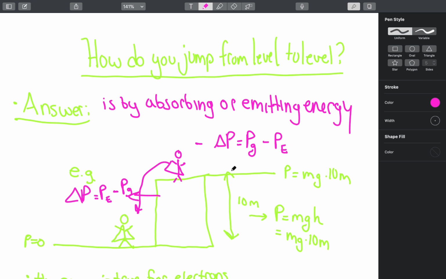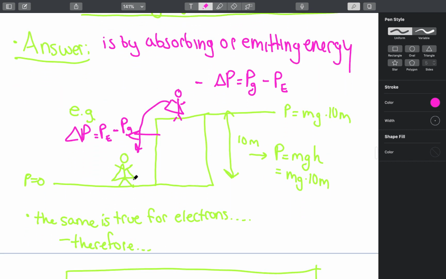So therefore, in order to jump from the lower level to the higher level, he has to absorb a certain amount of energy. And in order to jump from the higher level to the lower level, he has to emit a certain amount of energy. And that is the basic idea that you need to know. In order to jump from a lower energy level to a higher energy level, you need to absorb a certain amount of energy. In order to jump from a higher level to a lower level, you need to emit a certain amount of energy. And this can be applied to electrons.